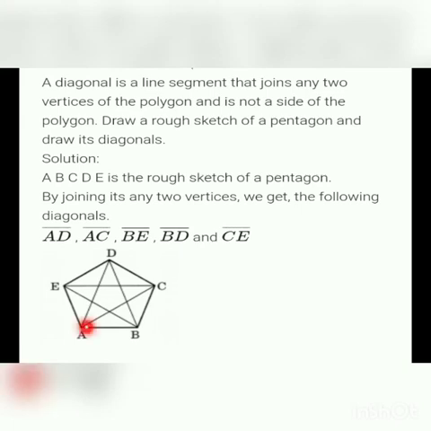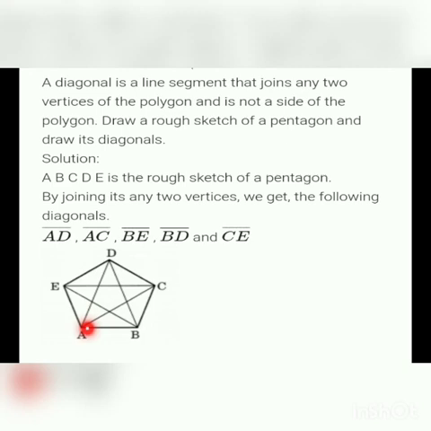From A we can draw to D and to C. If I draw to B, it will not be a diagonal. It will be a side. And also A to E will be a side. Next, from E we cannot join to D, as it will be a side. For diagonals, from E to C and E to B. Again from D to A and D to B. From C to E and C to A.